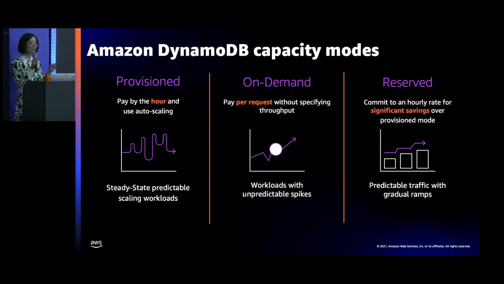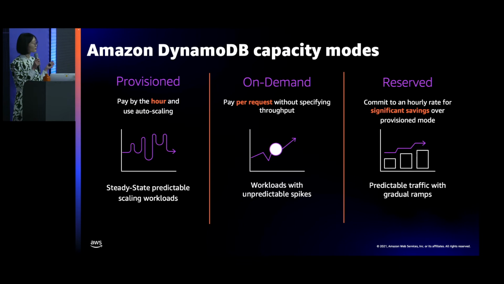But provisioned mode also works with auto scaling. So you can set up CloudWatch alarms, and auto scaling can help you adjust with provisioned mode. So when you use provisioned mode, it's not a fixed set of throughput. But provisioned mode works better if you have a steady state, predictable workload.